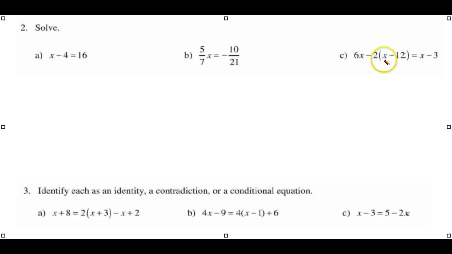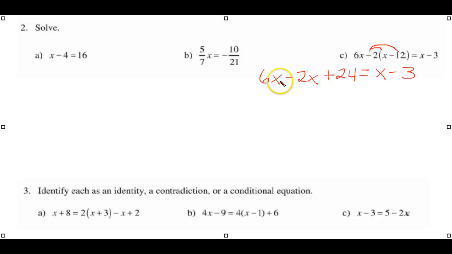Now, in this next example, we see we don't have fractions, but we have a grouping symbol, parentheses. So what we must do is remove this by distributing this -2 to each term. So I'll write it over here. We get 6x minus 2x. Being careful of the signs, this is a plus 24 equals x minus 3.